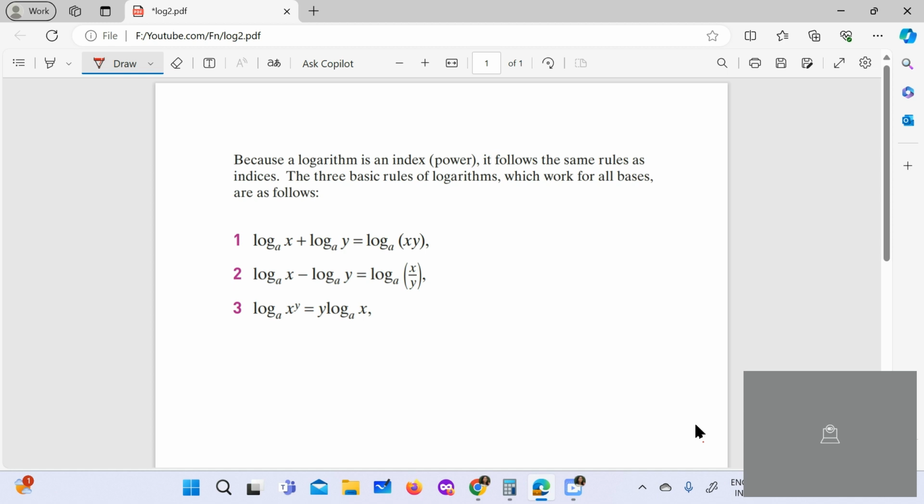Now you see that log base a x plus log base a y is nothing but log base a xy. It means when you have the same bases, then they are written as a product. If you remember, when you are doing exponents, a to the power of m times a to the power of n, we write it as a to the power of m plus n. So this is nothing but the same as the exponent rule, but written in logarithm form. Can you relate it?